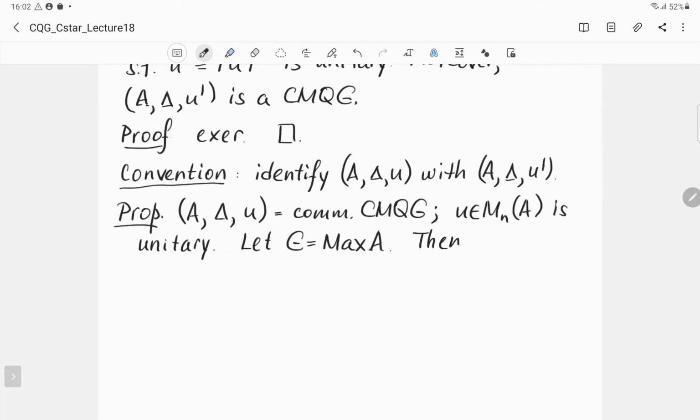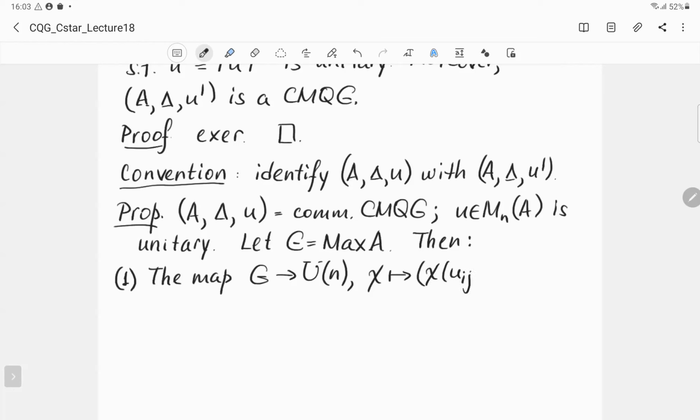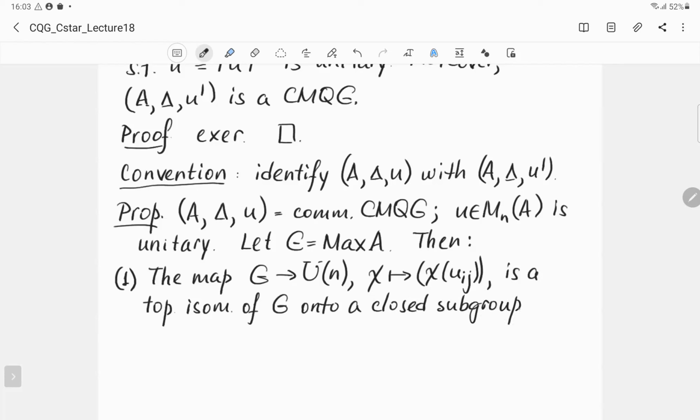I claim that the following holds. First of all, the map from G to the unitary group U(n), which takes each character chi to the following unitary matrix. So we simply apply chi to each entry of the matrix U. And I claim that this map is a topological isomorphism of G onto a closed subgroup of the unitary group U(n).